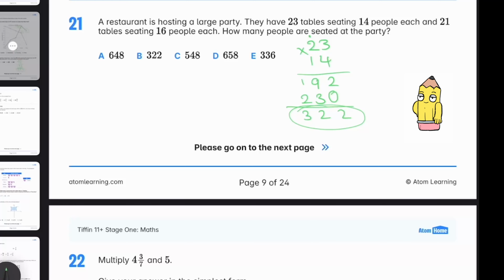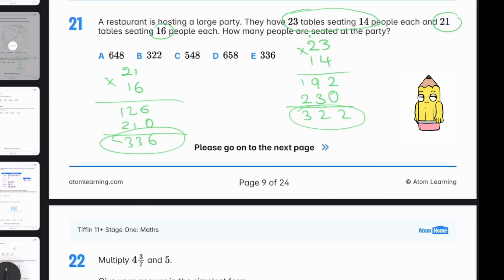So now, to find the total number of people at the tables seating 16, we have to multiply 21 by 16. So once again, 1 times 6 is 6, 2 times 6 is 12. We put the place value holder, 1 times 1 is 1 and 2 times 1 is 2. Adding that together gives us 336. So now if we add these two together, we get 658 as our total, and D is our answer.